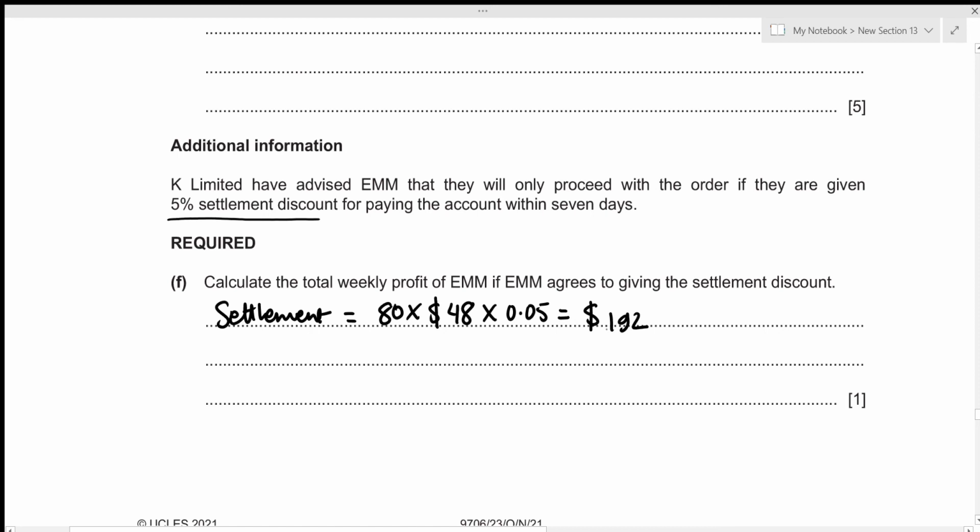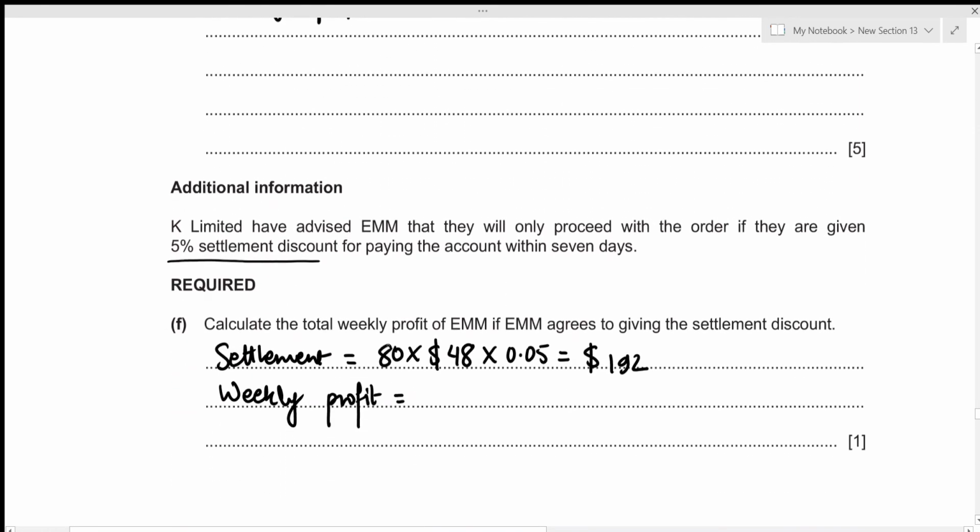And this is a discount given, right? Which means that this discount obviously decreases the weekly profit. So our new weekly profit, we can just start with our previous weekly profit, which we figured out to be 532. And we just need to subtract our settlement discount. Okay, so the settlement discount was 192. So this gives our new weekly profit to be 532 minus 192, which is 340. Okay, this concludes the sixth part. Let's move to the seventh one.